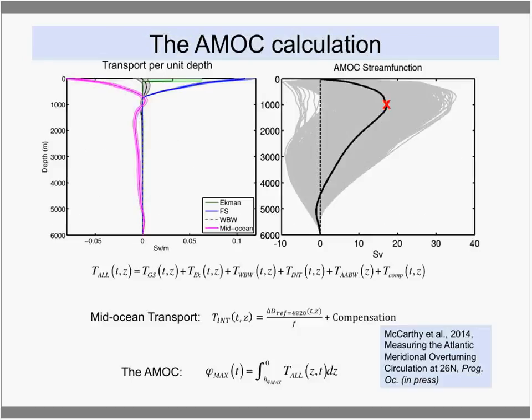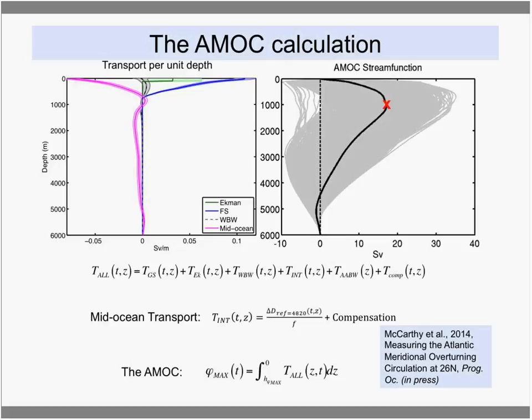So actually, to make the AMOC calculation, one component that I hadn't mentioned previously was the Ekman transport. So this is the surface-intensified, or surface wind-driven, transport. That's the left-hand figure here, the transport per unit depth figure, in green. It's confined to about the top 50 meters, and at 26 north it is in the mean flowing northward, driven by the winds at this latitude.